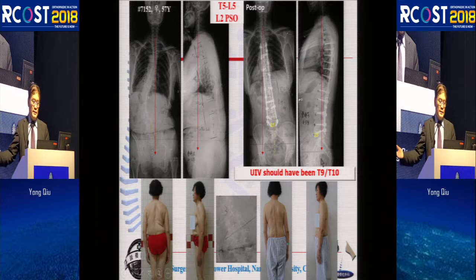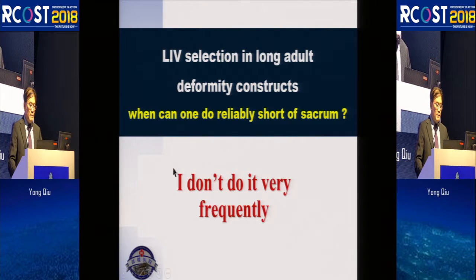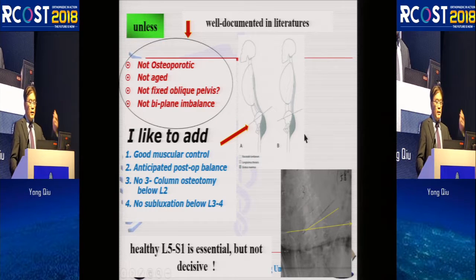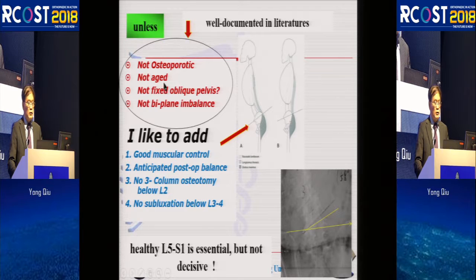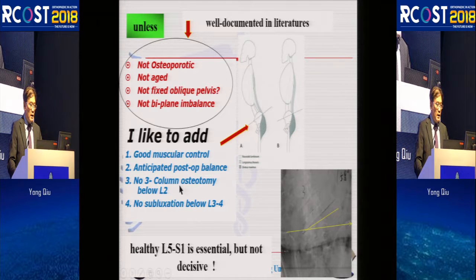But after surgery, you can see imbalance immediately. So in my daily practice, I don't do it very frequently. When can we stop at L5? The literature says if the patient is not osteoporotic, not older, there is no fixed oblique pelvis, and it's not a biplanar imbalance. This is a well-documented criteria in the literature. Here, I like to add, if the patient has good muscular control, you can try to stop at L5.